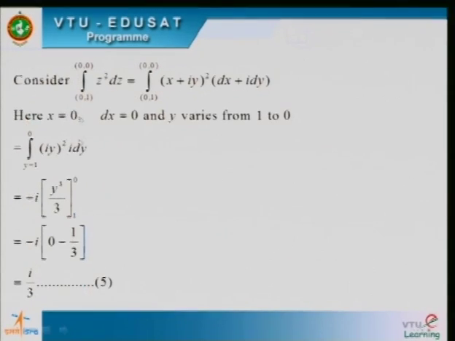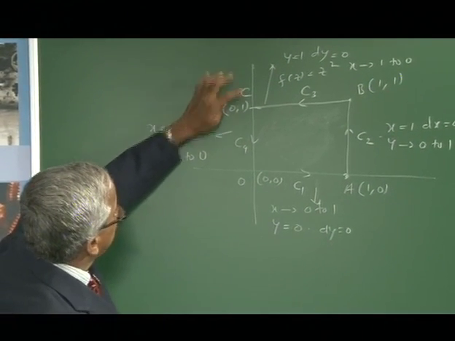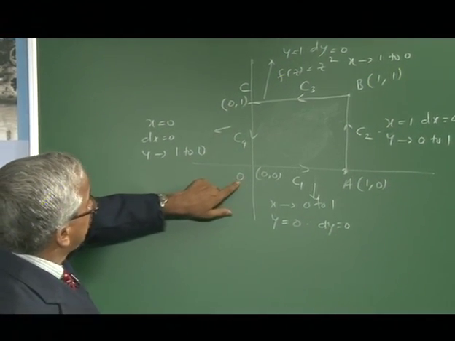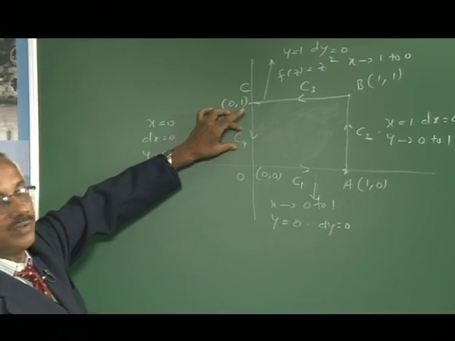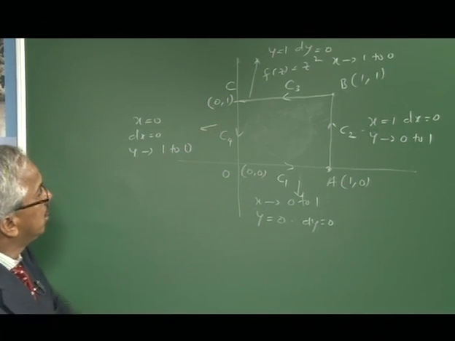This is the last path we have taken, from C to O, otherwise the curve C4. Along the curve C4 the limit is from (0, 1) to (0, 0).